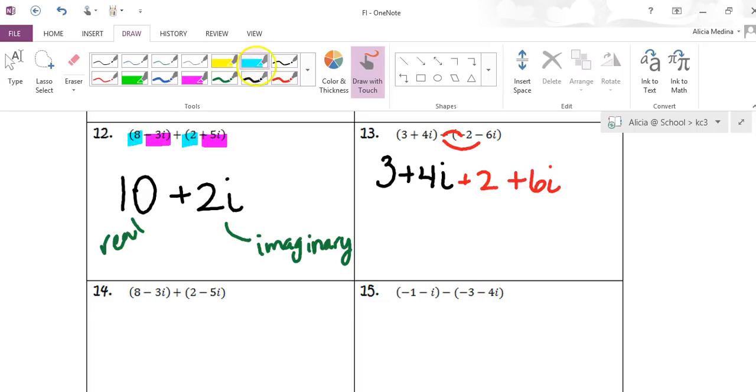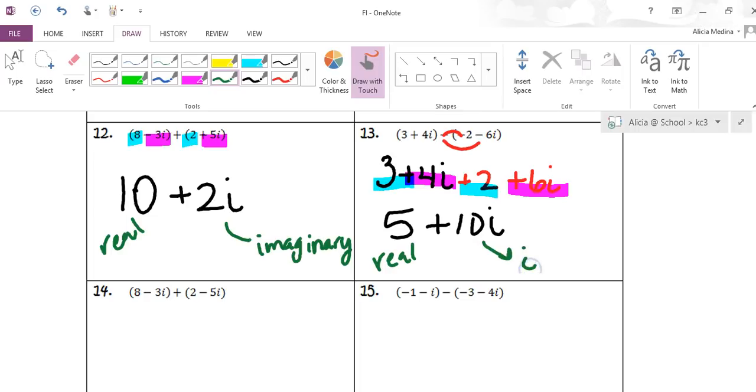Now we can go ahead and combine our constants and our imaginaries. Right? 3 plus 2 and our +4i and +6i. So 3 plus 2 is 5. +4i and a +6i is a +10i. Right? Again, this is the real part, and this is the imaginary part. I'm just going to abbreviate. Alright, that's the imaginary. Yes, I will write it out, so I don't want you to confuse it with an extra.